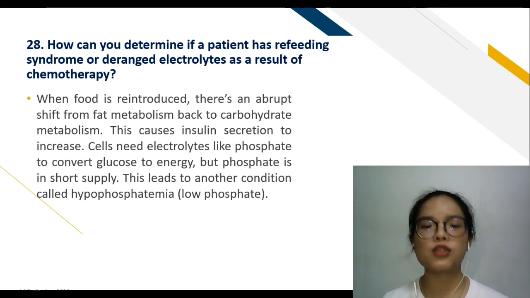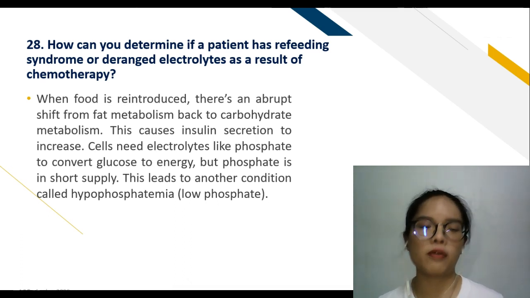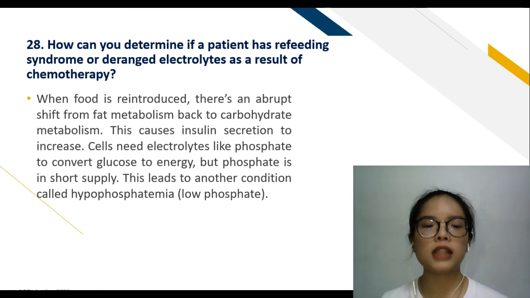This causes insulin secretion to increase, and the cells need phosphate to convert glucose to energy. But now our phosphate is in short supply, so this will lead to another condition called hypophosphatemia. So normally, patients with refeeding syndrome mostly have hypophosphatemia, which is low phosphate.